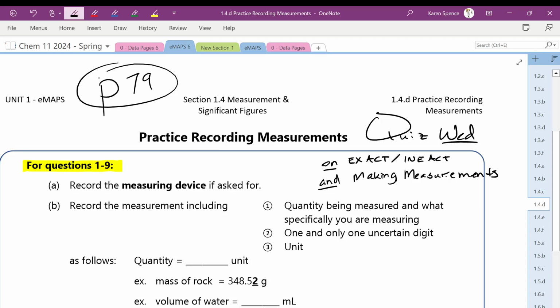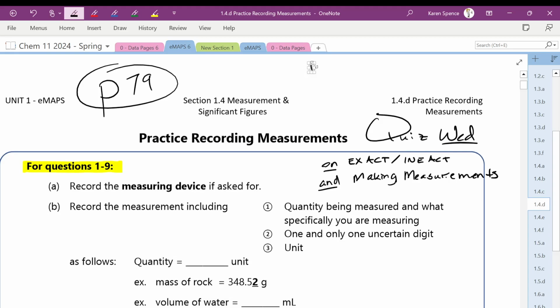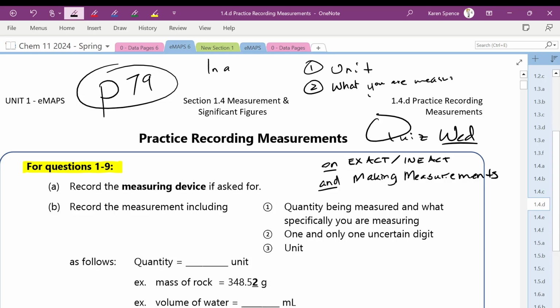And we've actually done this before, but it was right near the beginning, so we may have forgotten, okay? When you make a measurement, what are the 3 things you need to include in your measurement? Unit. So we need a unit. What else do we need in a measurement? What are you measuring? And you need, yes, the estimated digit.